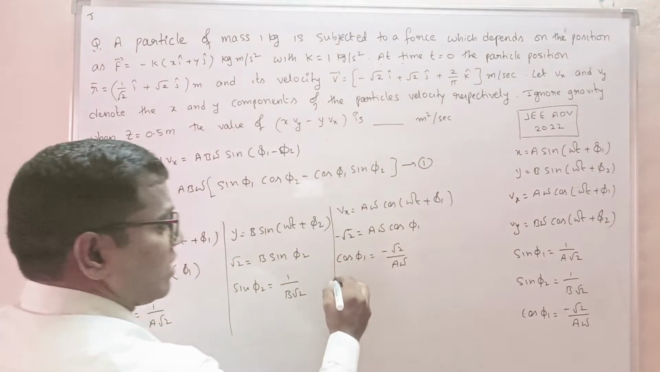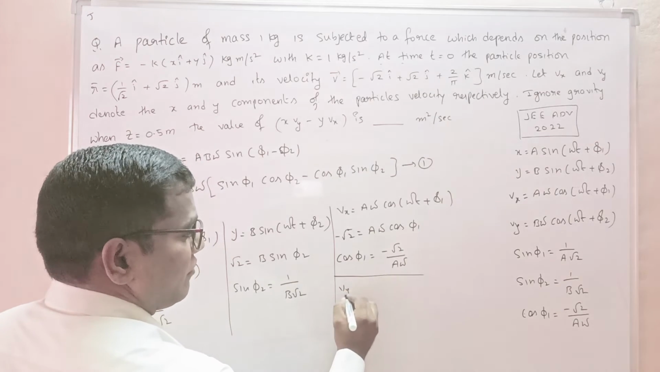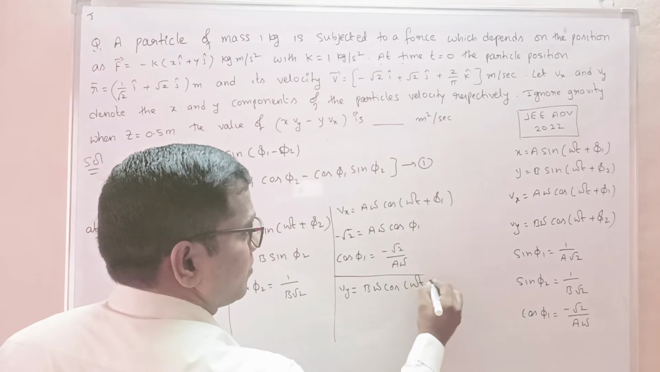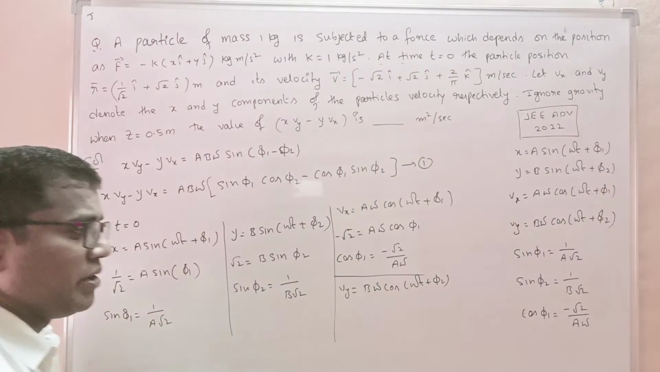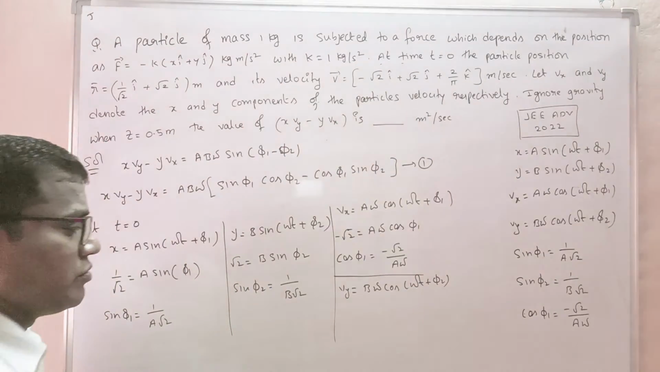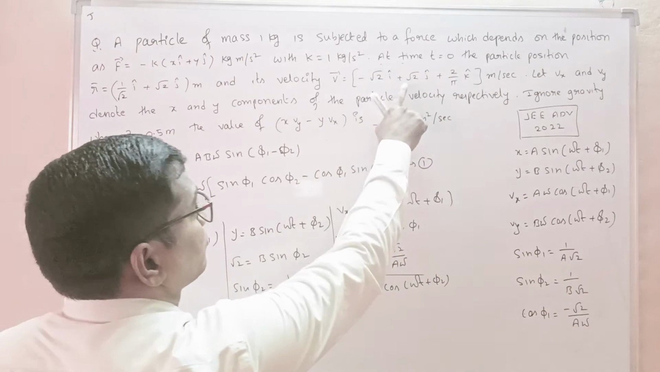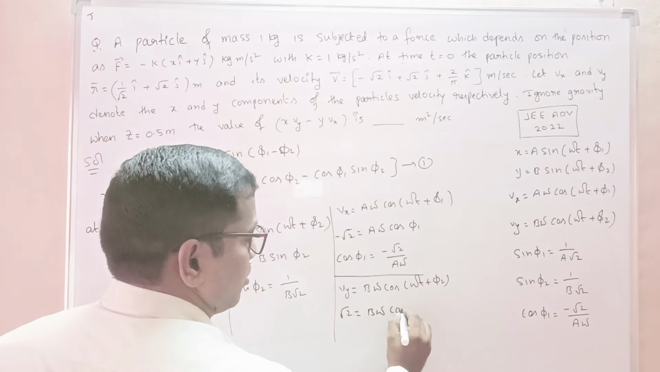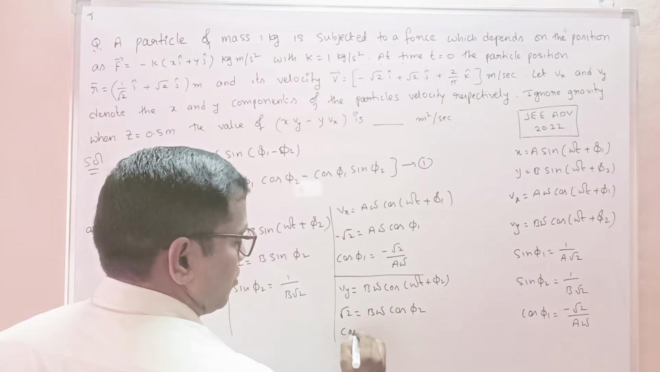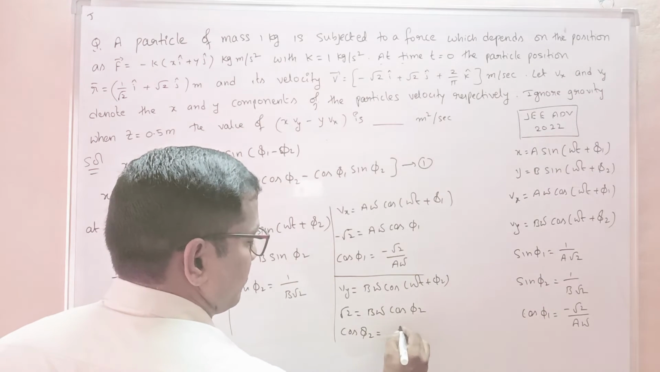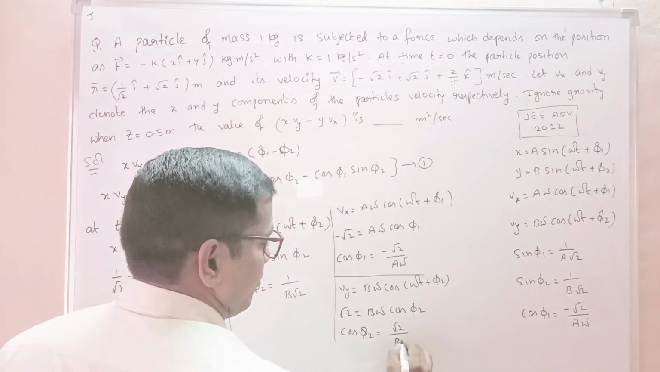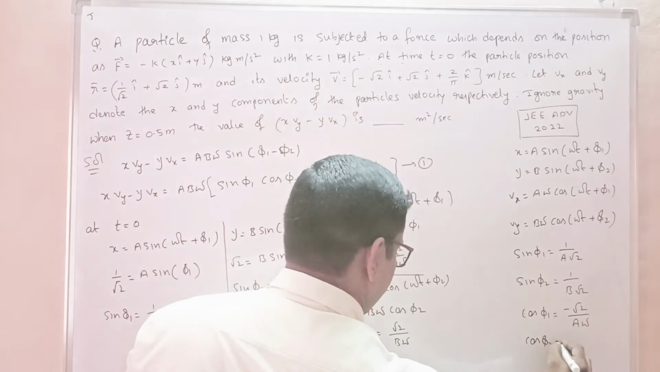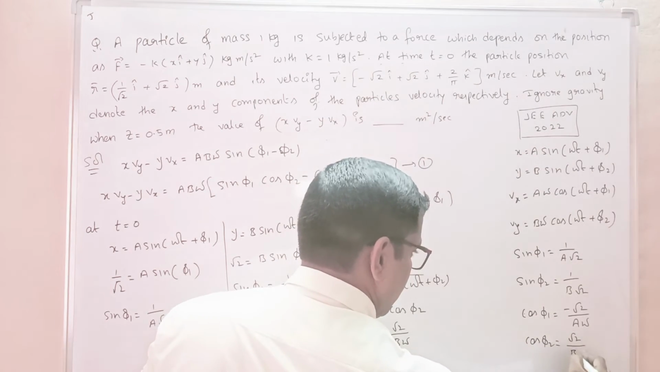And similarly I will write further Vy is equal to b omega cos(omega t plus phi 2). Vy is given as root 2. Root 2 is equal to b omega cos phi 2. So cos phi 2 can be written as root 2 by b omega.